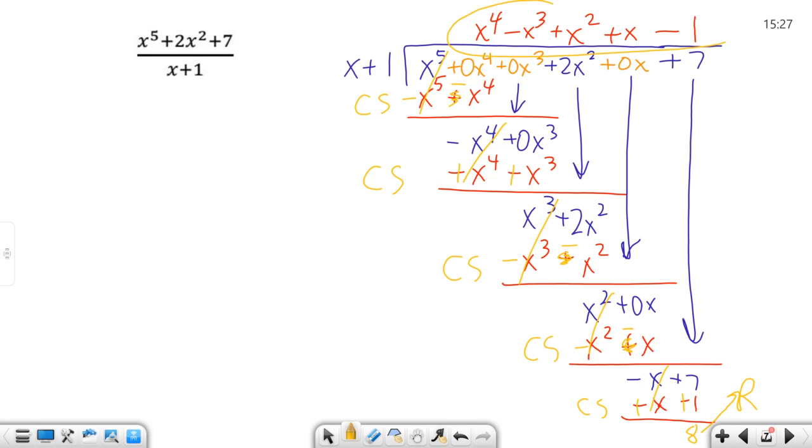So now I have all of this, and my remainder is positive, so it's going to be plus. So let's write all that down. It's going to be x to the 4th minus x to the 3rd plus x to the 2nd plus x minus 1 plus 8 over what I divided by, which is x plus 1.